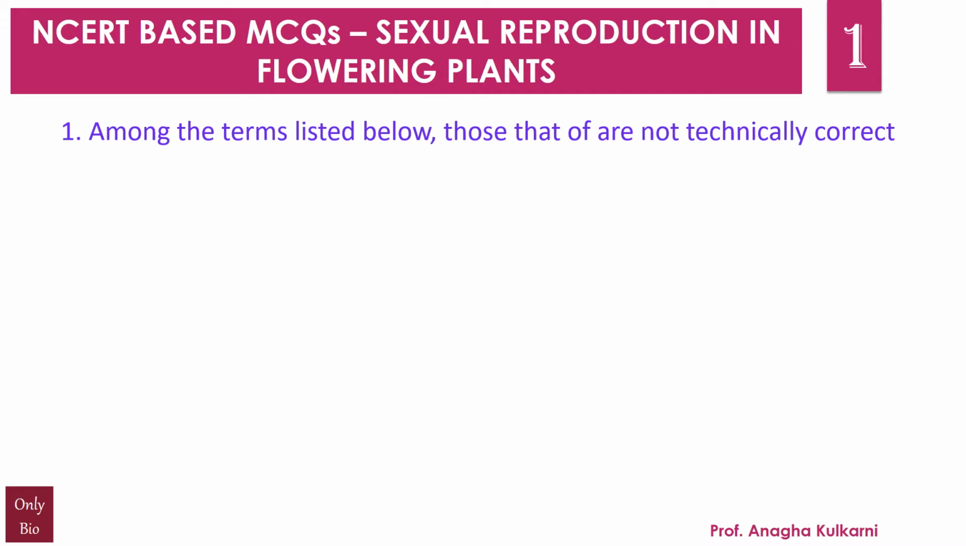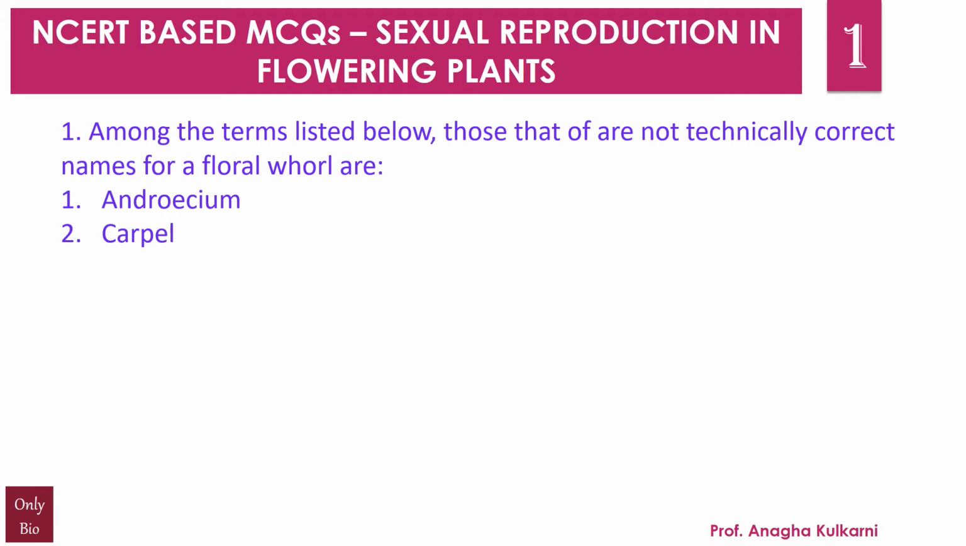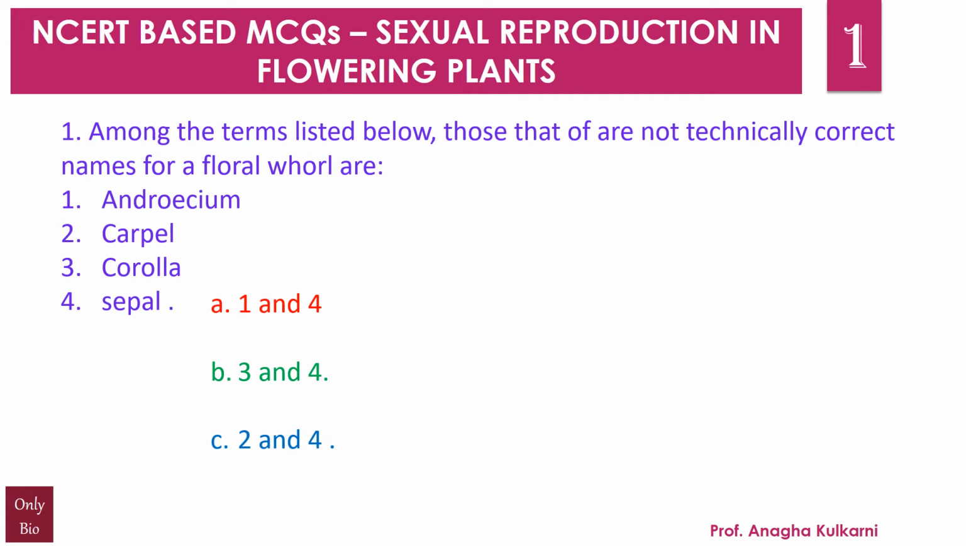Question number 1. Among the terms listed below, those that are not technically correct names for a floral whorl are: first, androecium; second, carpel; third, corolla; fourth, sepal. And the options are A, 1 and 4, B, 3 and 4, C, 2 and 4, D, 1 and 2. And those which are not technically correct terms with respect to a floral whorl, that is, the answer is C, 2 and 4. There's 2, that is carpel.